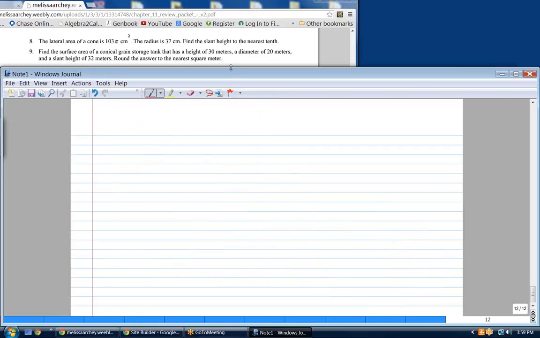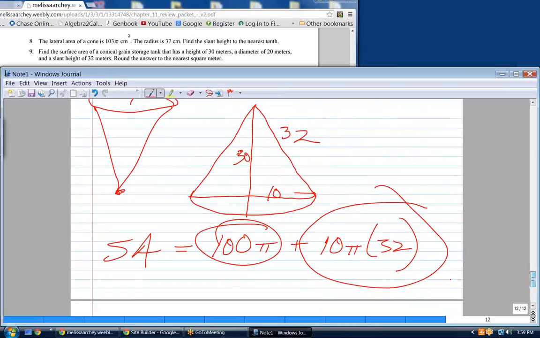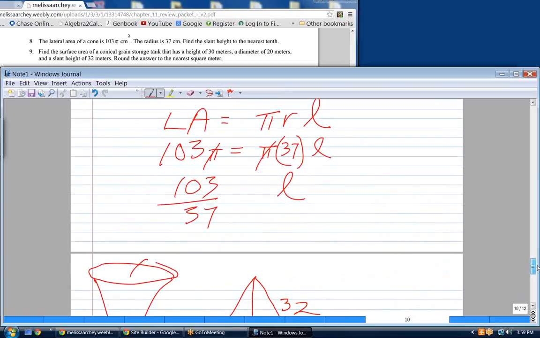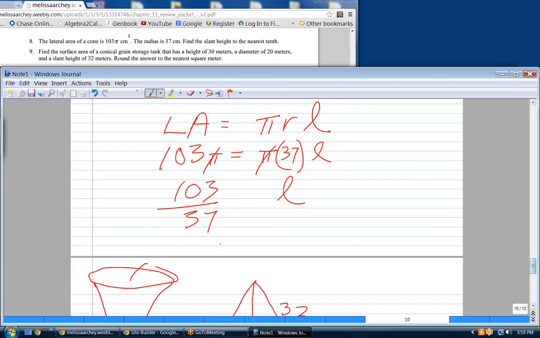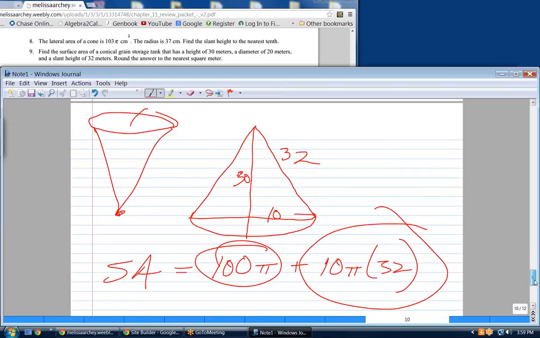The pi's would cancel out there, wouldn't they? Well, no. They're being added. So we would have 100 pi plus 320 pi, which is 420 pi. There's no division on both sides by pi. On the previous problem, yes, the pi's canceled out because they gave us the lateral area and wanted us to solve for lambda. In this problem, they give us all of the dimensions and want us to solve for the surface area.